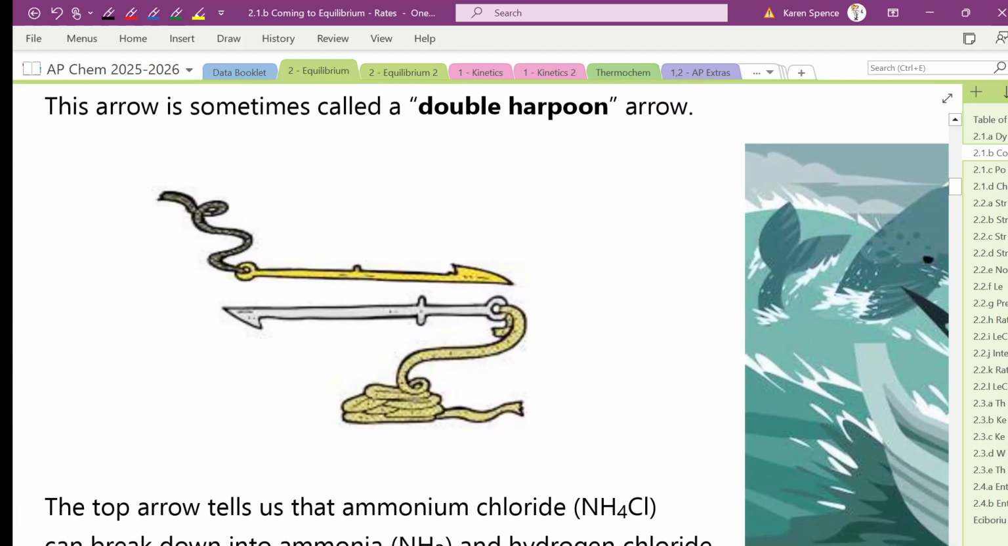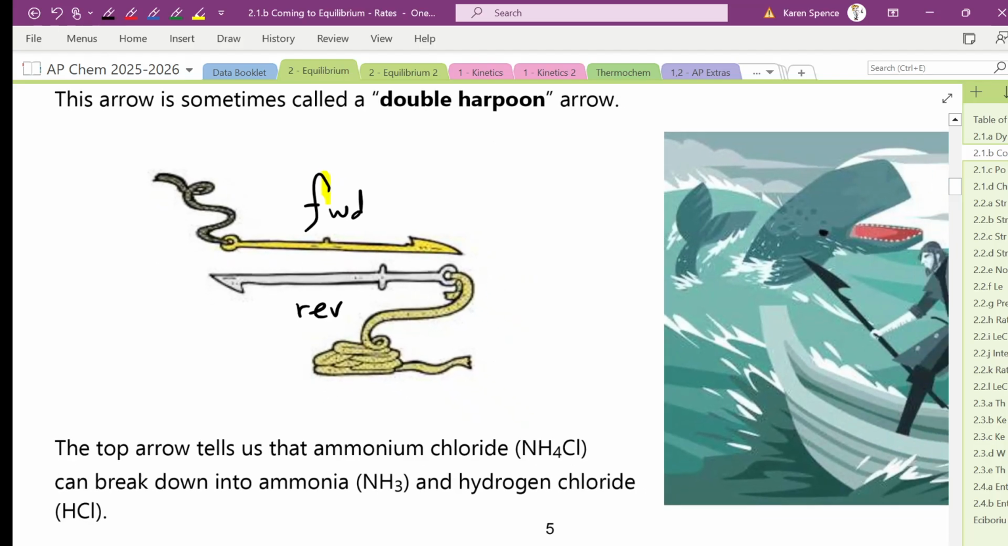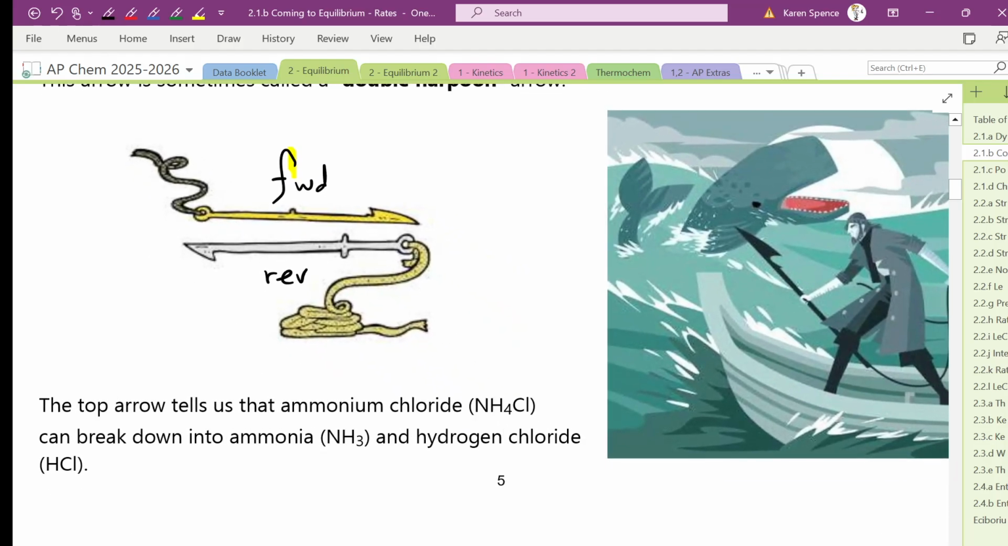All right, so we have our forward. The top arrow is the forward and the bottom arrow is the reverse. I got a little carried away with finding images of harpoons. It was very exciting for me.